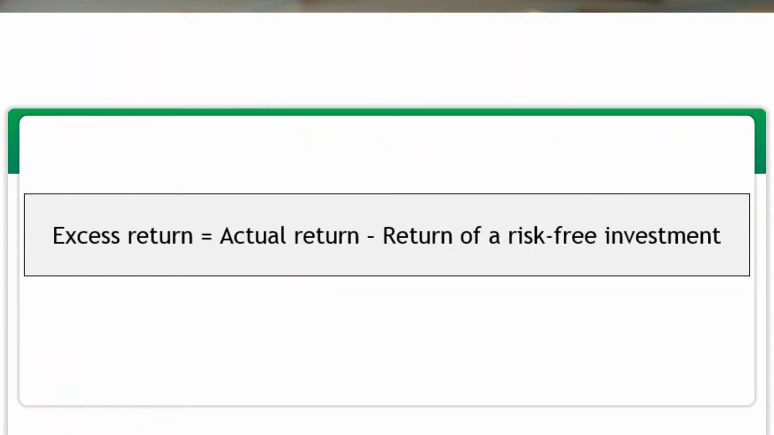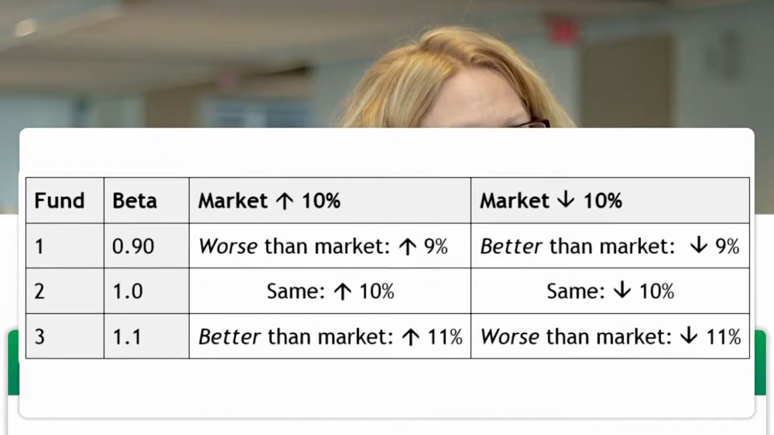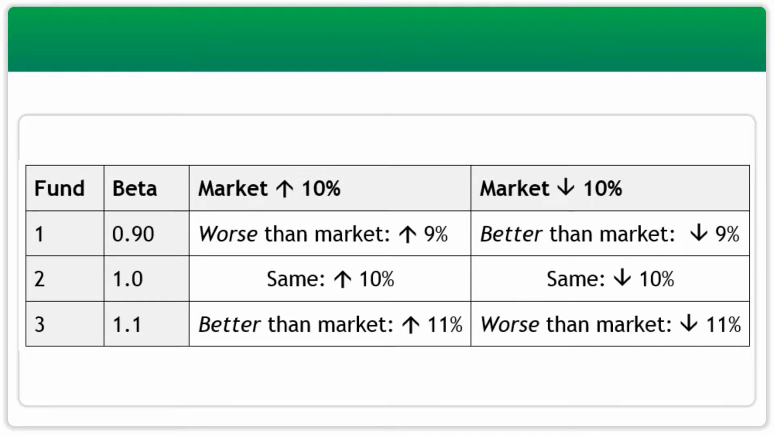It's calculated by comparing an investment's excess return over a risk-free rate to the benchmark's excess return. Funds with high beta have been more volatile than the benchmark, and funds with low beta have been less volatile than the benchmark. The table shows the performance of 3 hypothetical funds with different betas in an upmarket scenario and a downmarket scenario. In a nutshell, funds with high beta will deliver higher returns when markets are rising and worse returns when markets are falling.